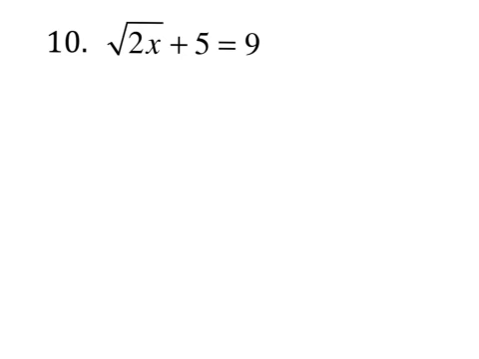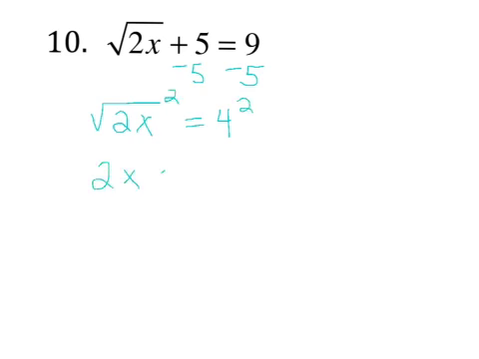So number 10, we have the square root of 2x minus 5 equals 9. So let's subtract 5. So we have the square root of 2x equals 4. Notice that we have a square root and we have a positive number on the other side. So this is okay. Now we want to get rid of the square root, so we're going to square both sides. And we get 2x equals 16. The last step is to divide by 2. So x equals 8.